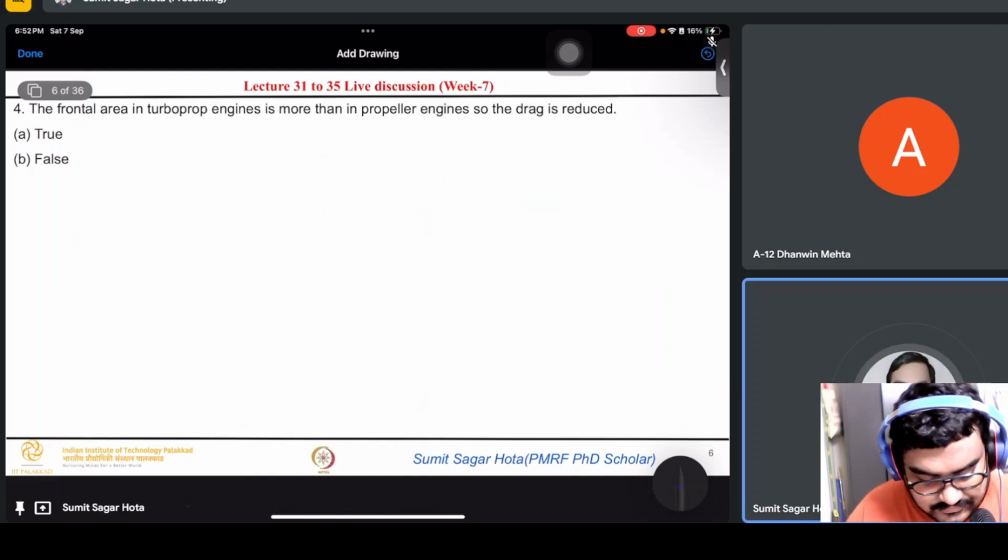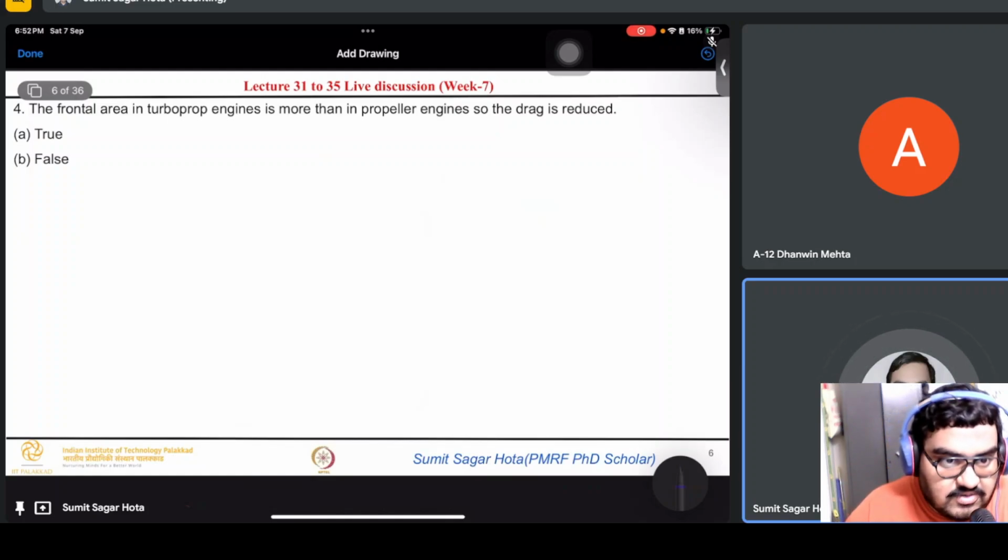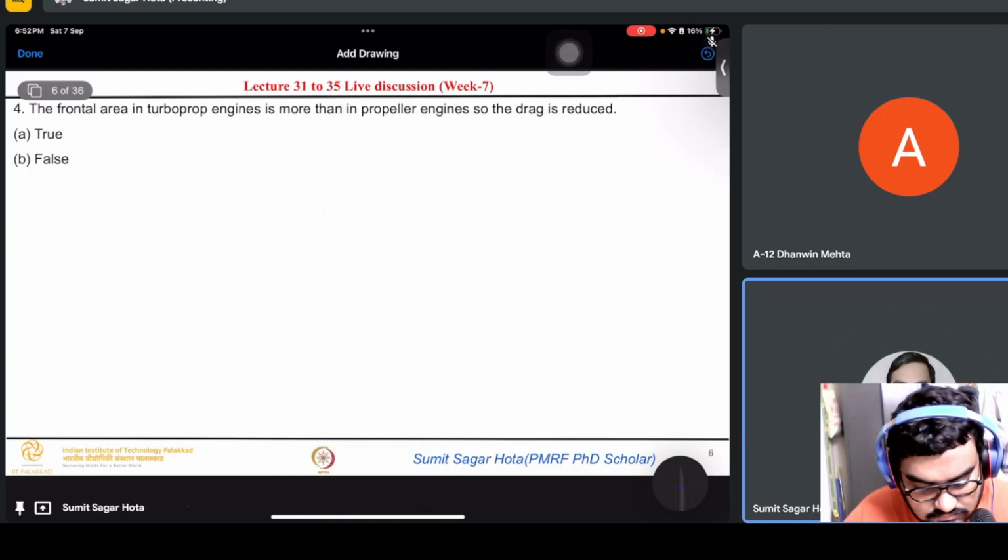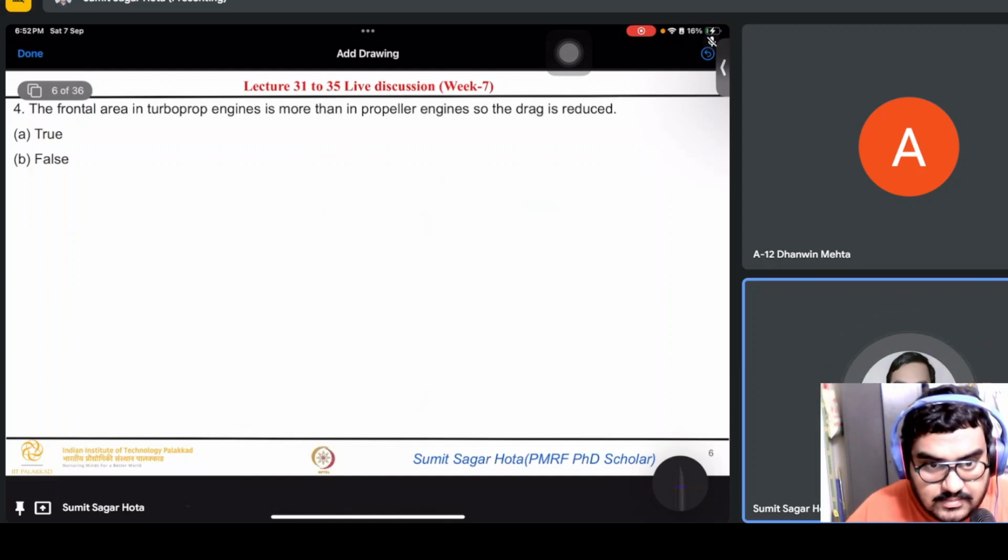The next question: the frontal area in a turboprop engine is more than in a propeller engine, so the drag is reduced. That means it is a comparison-based question. Here it is compared between the turboprop and the propeller engine.